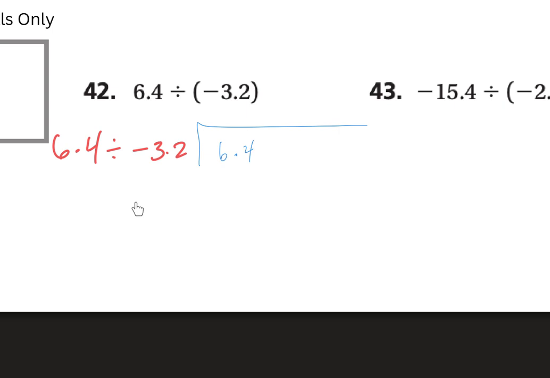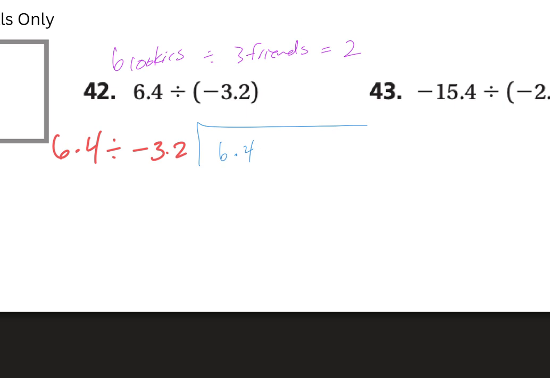Okay, but I've also said in class a few hundred times that I want you to think about, what are these numbers meaning? If you had roughly 6 cookies and roughly 3 friends, you know that you're going to get 2 cookies per friend, right?